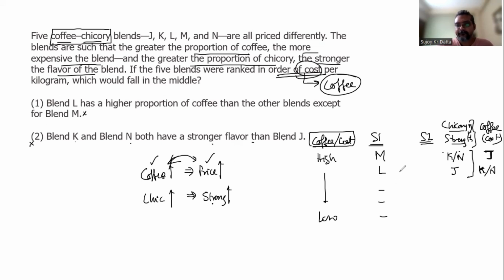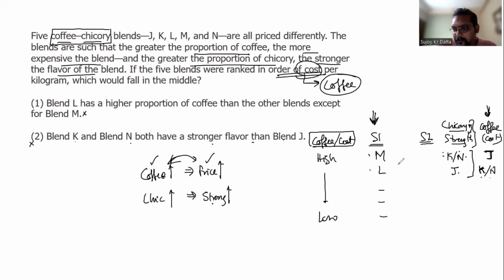Now let's merge them. We'll try to arrange in terms of coffee content or cost. Statement 1 is already on the basis of coffee content or cost, so we'll just continue building on statement 1. We already have placed ML. So now you have to place K, N, and J. K, N, and J in terms of coffee or cost is J, then followed by K, N.